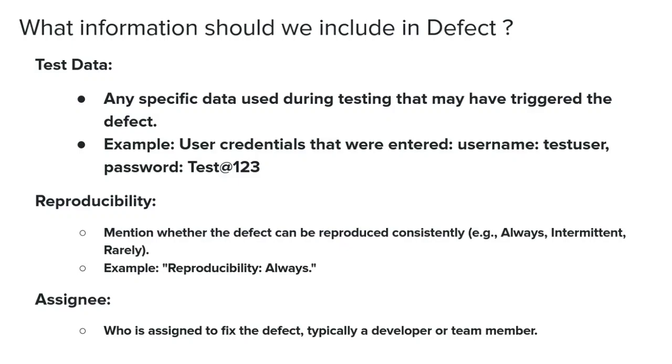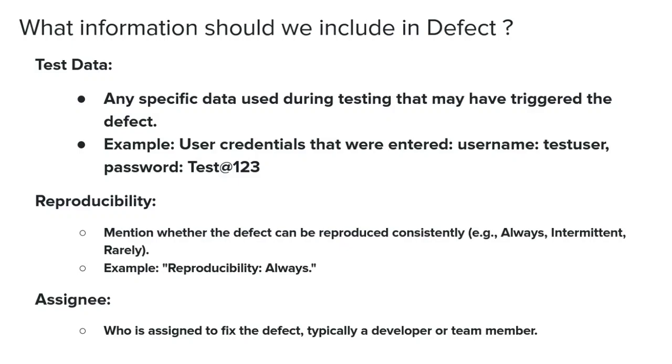Test data. Sometimes some issues will happen on a specific type of test data. So whenever you are logging the issue, we should always mention that test data as well in that issue, because it would be easier for a developer to get that test data and replicate the issue on his end to understand that issue.